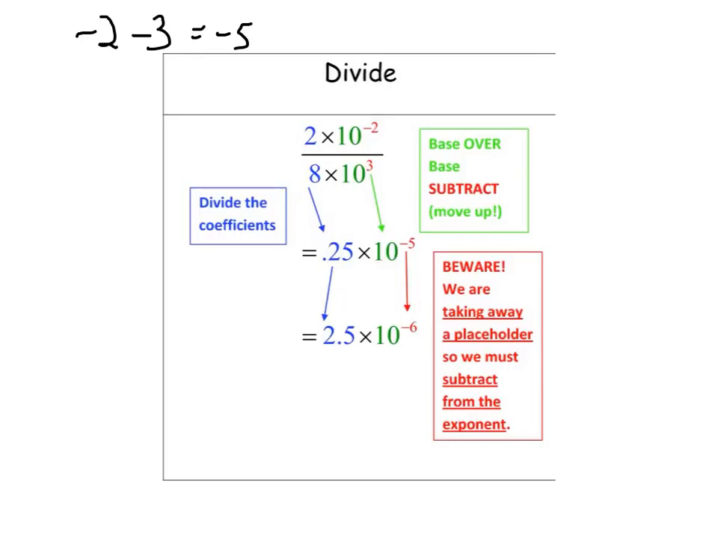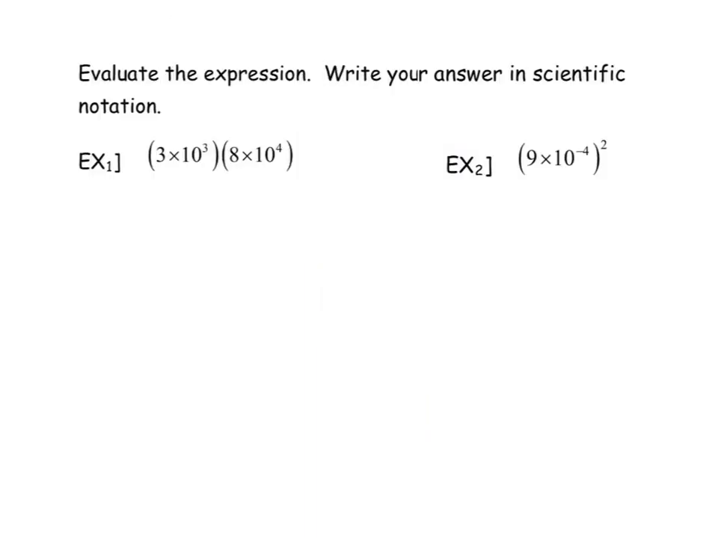So let's practice. We have, I think, 3 examples. So let's do the first one. Write the problems down. You're going to multiply the coefficients together. 3 times 8 is 24. Then you multiply the powers together and you add the exponents, so you get 10 to the 7th.